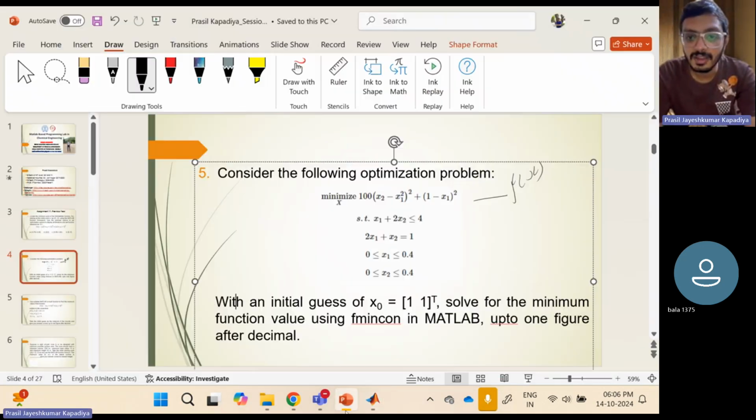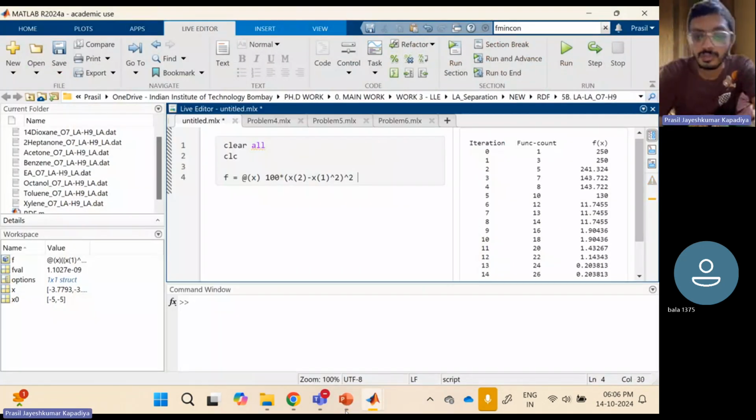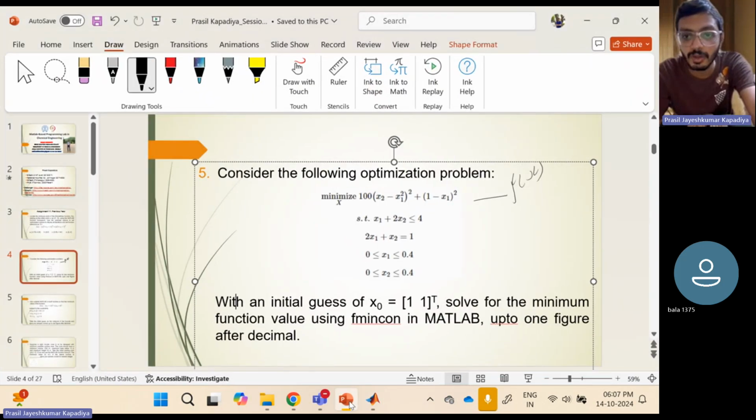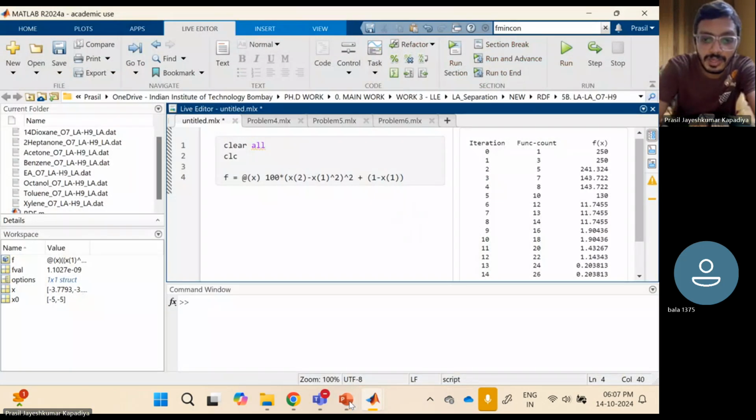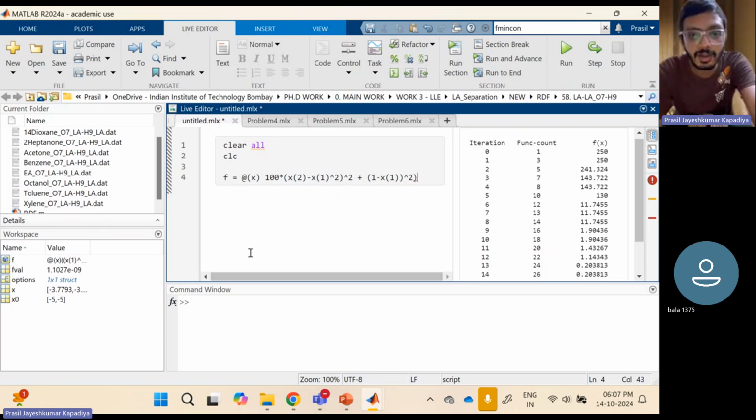And what is there additional? Plus (1 minus x1) whole square, plus (1 minus x1) whole square. Okay, and I will just put one bracket here. So this is my equation that I want to minimize.